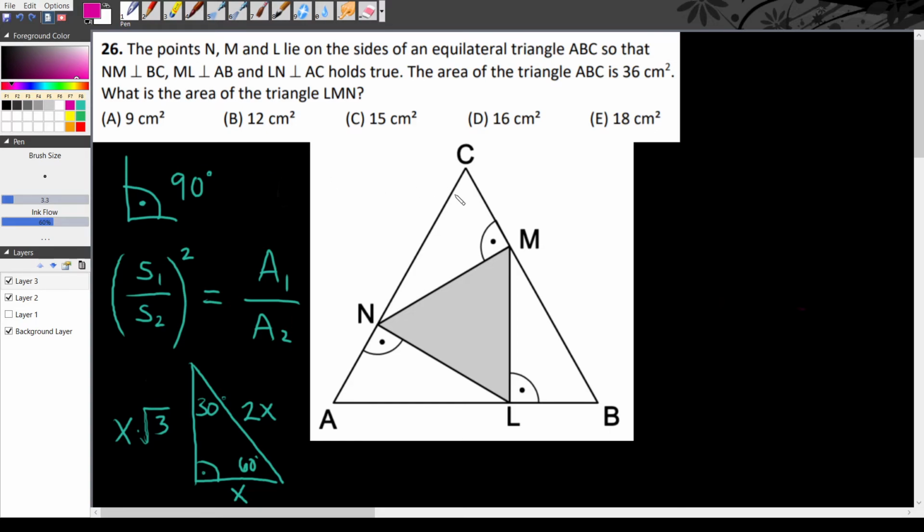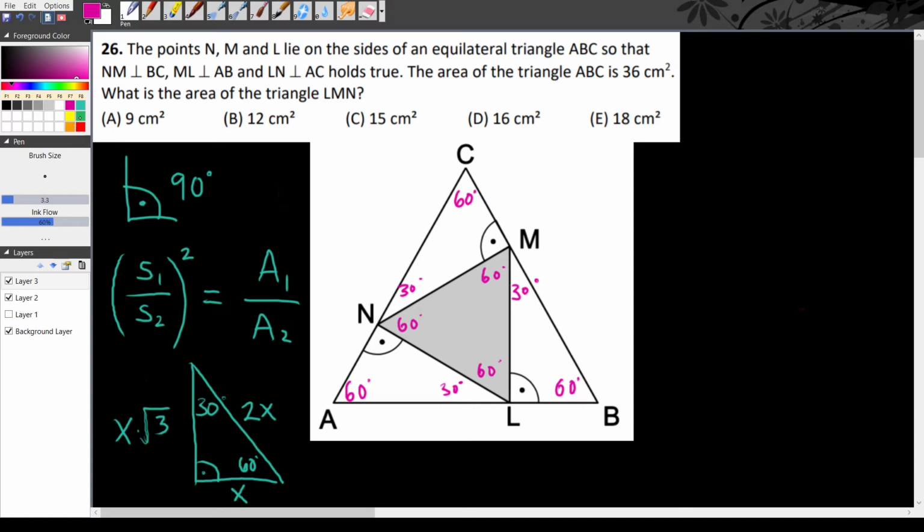Okay, so let's look at our figure here. Since we know that triangle ABC is an equilateral triangle, these angles are 60 degrees. And similarly, for triangle LMN, since it's an equilateral triangle, these are also 60-degree angles. And we know that the interior angles of a triangle add up to 180 degrees. This angle here is 30, this angle here is 30, and this one is also 30. Now you see why we have on the left a 30, 60, 90 triangle.